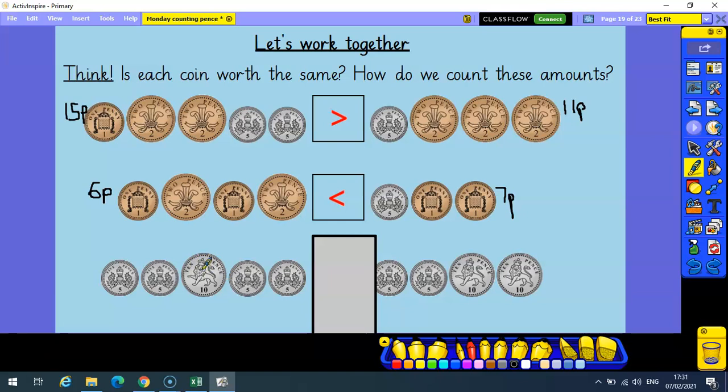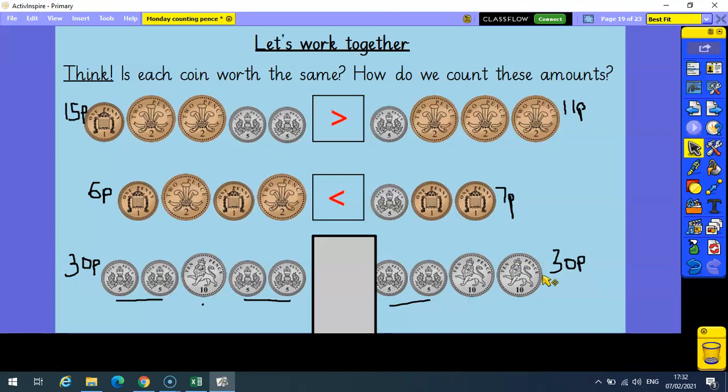And the next one, start with the tens, remember, because it's the greatest value of coin I have in this row. 10. Ooh, look, I can do number bonds. So 5 and 5 makes 10, and 5 and 5 makes 10. 10, 20, 30. 30p. 5 and 5 makes 10. 10, 20, 30. 30p. 30p and 30p is equal, isn't it? So it's the same.